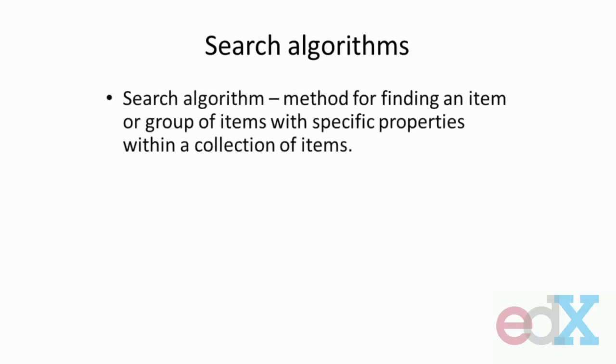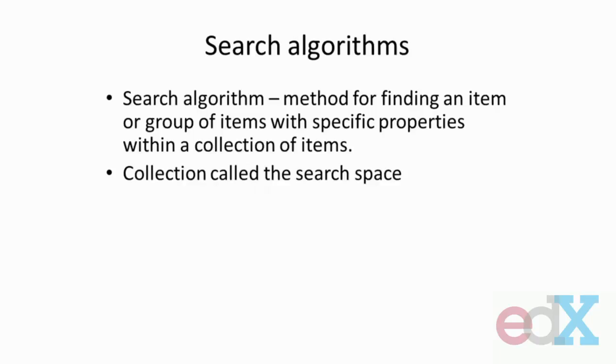So what's a search algorithm? It's a method for finding an item or a group of items with specific properties within a collection of items. It might be a list, and I want to find things that belong in that list with particular properties. It might be a set of other things that are not structured in the same way. Basically, I've got a collection of items, which I call the search space, and I want to look at how I very efficiently find something inside of that search space.